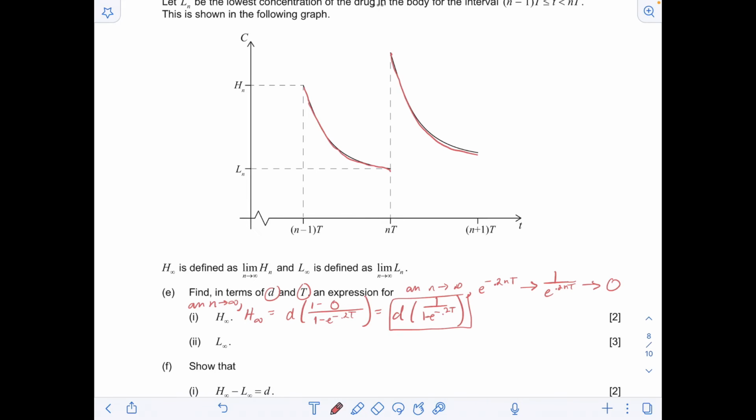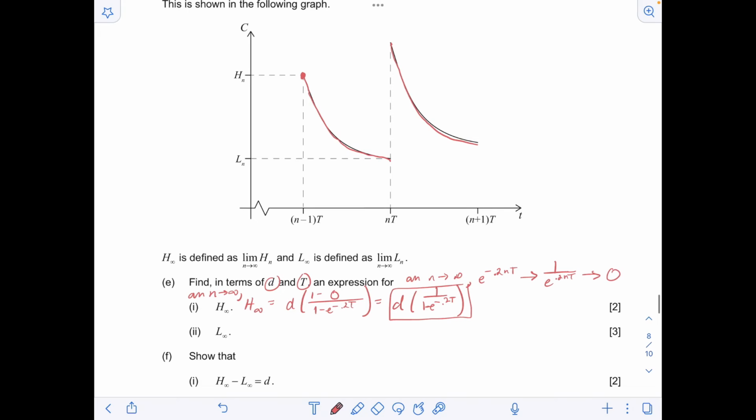So we're going to do the same thing here, but we need to think about the lowest level, which is not the amount immediately after the most recent dose was given, but way down here. So more time has passed. In fact, another T time has passed. So L infinity is basically H infinity times the amount that the drug decreases over one additional period of time, so times e to the negative 0.2 T.